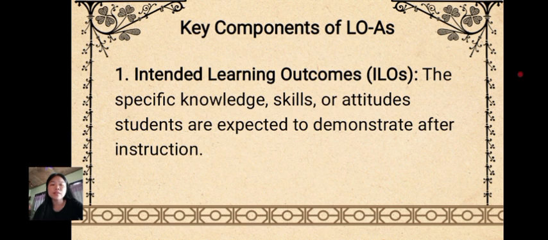So let's proceed to key components of LOAS. First is intended learning outcomes, or ILOs. The specific knowledge, skills, or attitudes students are expected to demonstrate after instruction. So, the specific goals that define what students should know, understand, or be able to do by the end of the lesson. They serve as a clear roadmap for both teachers and students, guiding what will be taught and how success will be measured.